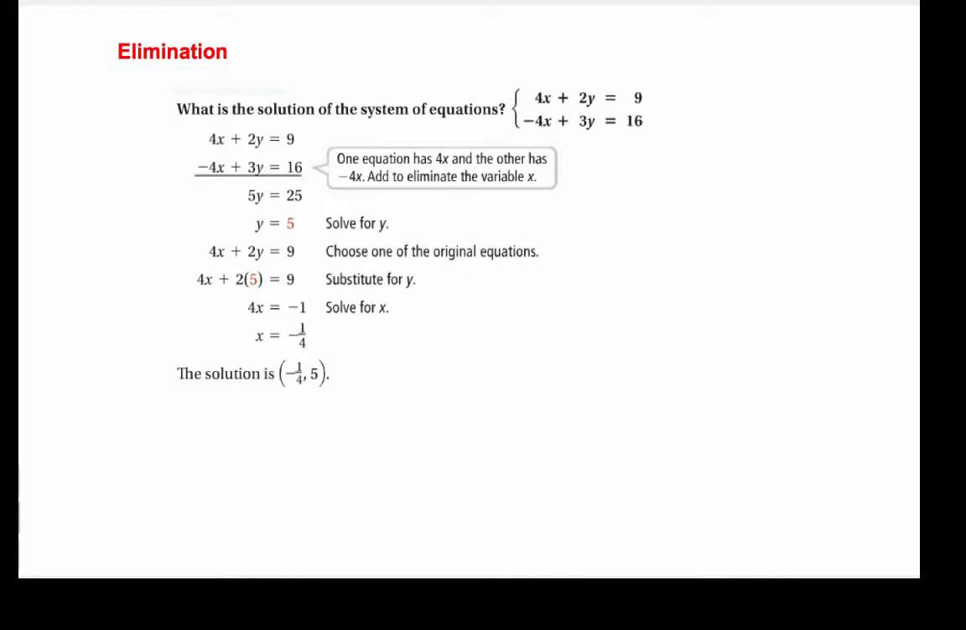What we're going to do is work with both of our equations and do something with those two equations so that one of the variables is eliminated, which allows us to solve a one variable equation leading to the solution of our system.